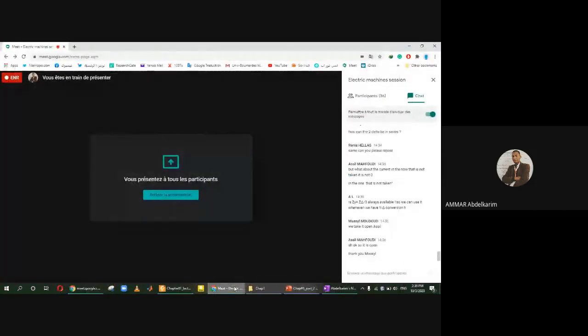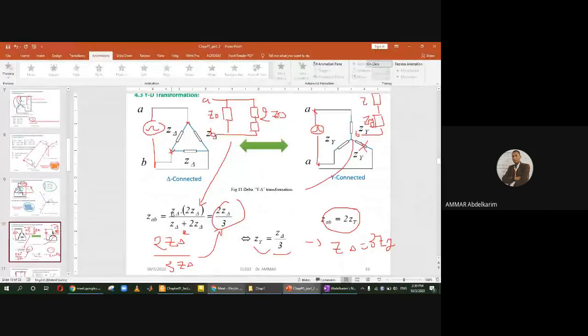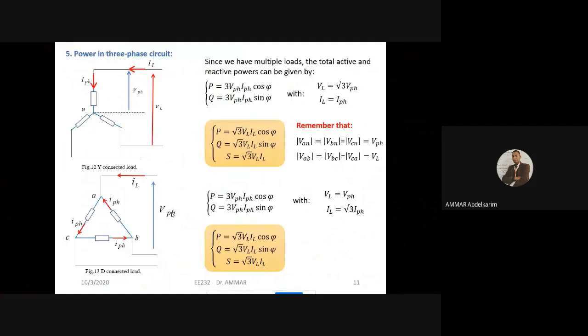Okay, I consider this point is clear. Let's move to the next point. Now, this is an important point, which is the power in the three-phase circuit. Here we have multiple loads. We said before in the first part on single phase that when we have multiple loads, the active power of the global load is the sum of all active powers. Also the reactive powers, of course.